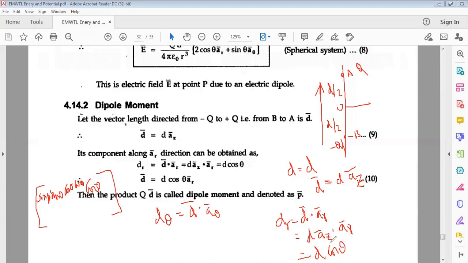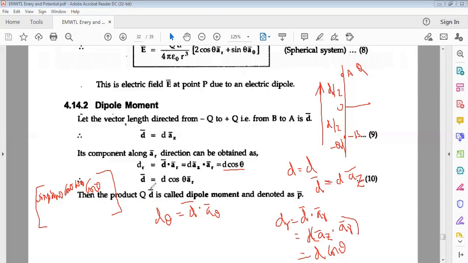Understood? So d az bar dot ar bar, by using that vector transformation, is d into cos theta. The az bar dot ar bar gives the cos theta. So dr, the component along the r bar, is equal to d cos theta. Therefore d bar along the direction of r is d cos theta into ar bar.